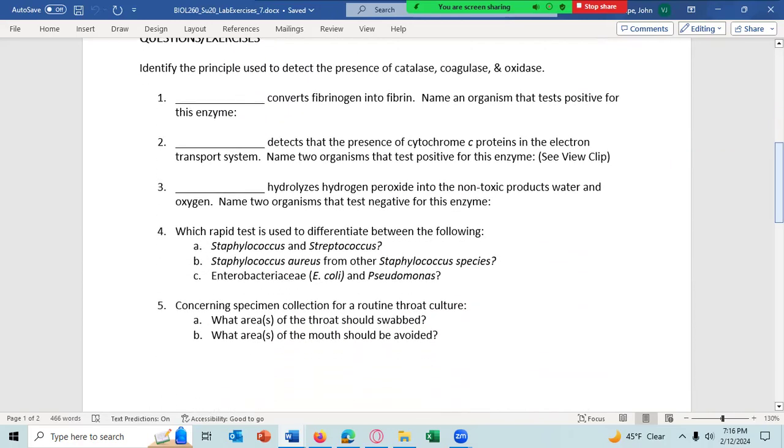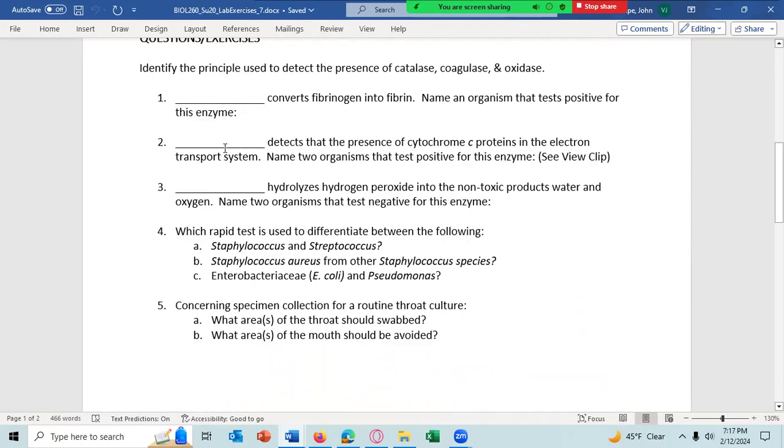Answer the questions. The first couple of questions are going to talk about the enzymes catalase, coagulase, and oxidase. Which enzyme converts fibrinogen into fibrin? And name an organism that tests positive for this enzyme. So 1A is the enzyme, 1B will be an organism that tests positive for this enzyme.